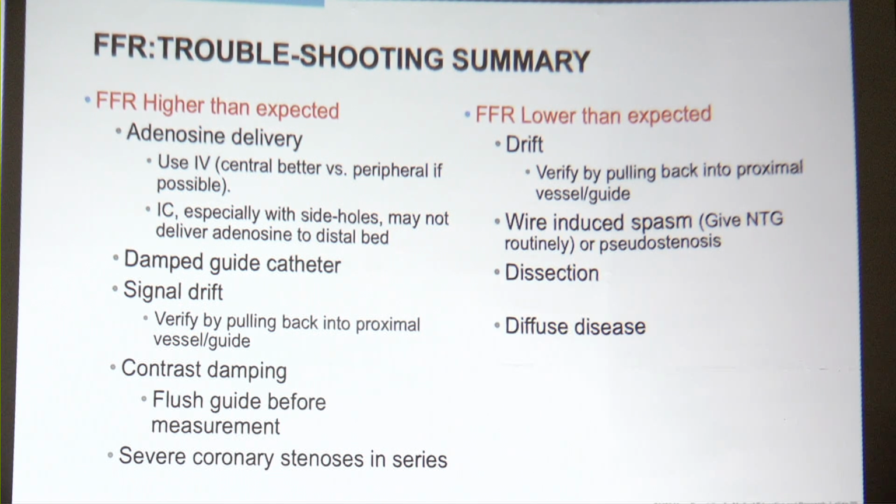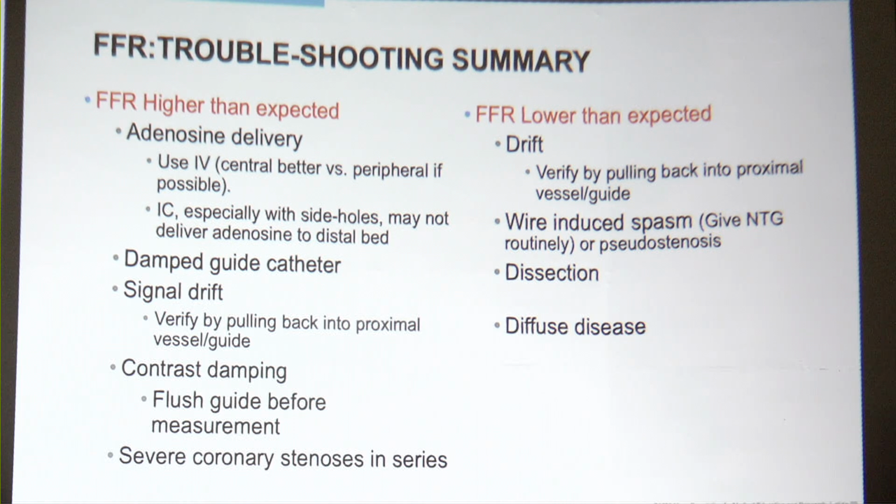What about the opposite situation? The FFR is lower than you expected. Most commonly this is drift, but spasm, so always give nitro before measuring, always do that. And then the uncommon but unfortunate complication of dissections. This will happen if you do enough, because you start pushing the limits of these wires. They're not as friendly as our workhorse wires, and they can cause dissections. And then diffuse disease, and we were talking about that.